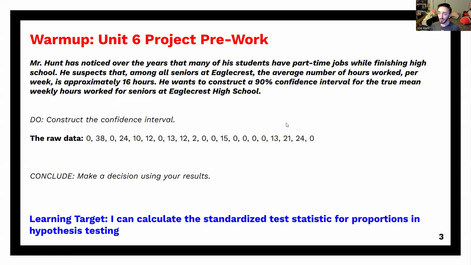Now, what we're going to do is we're going to take that data, we're going to calculate the summary statistics, so the average, the sample standard deviation, the sample size. We're going to find our t-score, and we're going to run the 90% confidence interval.